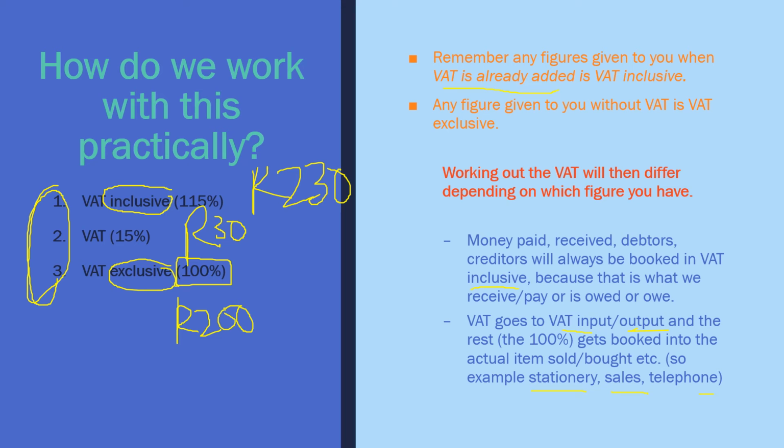So that's why it is relevant, because there's money that we pay, money that we owe, money that we receive, but I always say, not all of that we get to keep. Some of that needs to go to SARS, and that is the 15% that we need to work out. But the rest also needs to be classified. So the rest of the invoice, the 200 Rand in my example, will be classified as stationery.